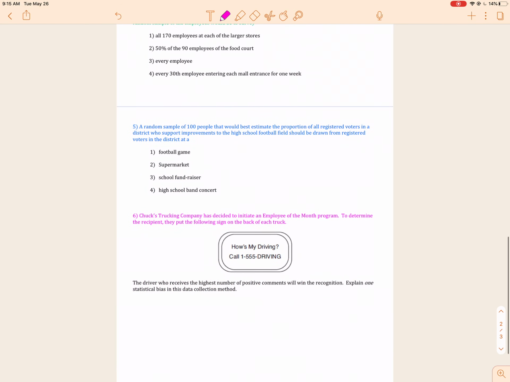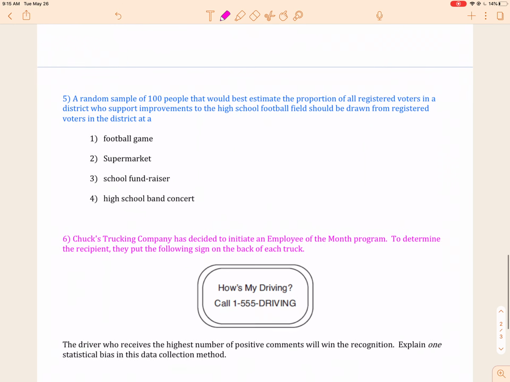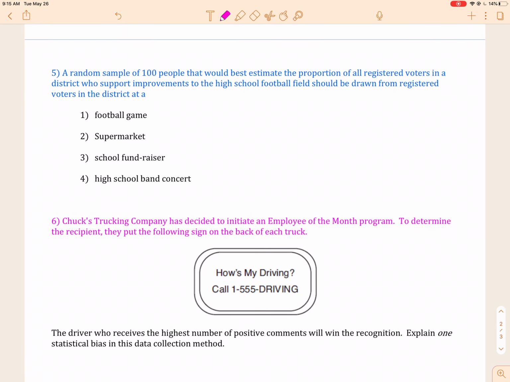Okay? Let's just skip around a little bit. Number 5, a random sample of 100 people that would best estimate the proportion of all registered voters in a district who support improvements to the high school football field should be drawn from registered voters in a district at A. Well, let's see. 100 people that would best estimate the proportion of all registered voters. Okay, so if you go to a football game, those people are going to want the field to be fixed more likely. It's not saying all of them. It's saying it would not be a good representation of the entire population because they're trying to estimate all registered voters.